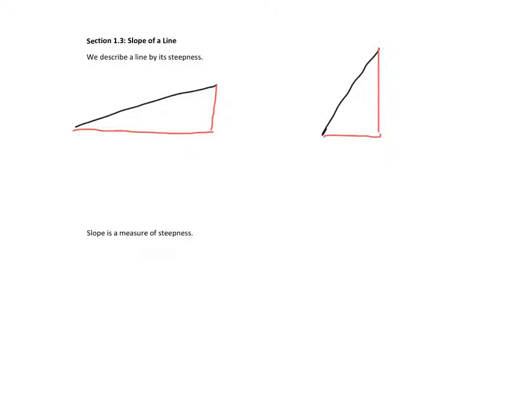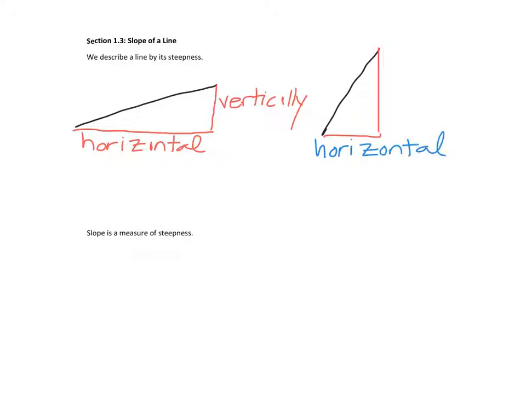And we can talk about a line by the change. So for instance, we can consider the horizontal change, how much this line changes horizontally compared to how much it changes vertically. And we can see just visually that we have a long horizontal change and a smaller vertical change. And we see that this line is not as steep. And let's go over here to our steeper line. Here we have a smaller horizontal change compared to its larger vertical change.